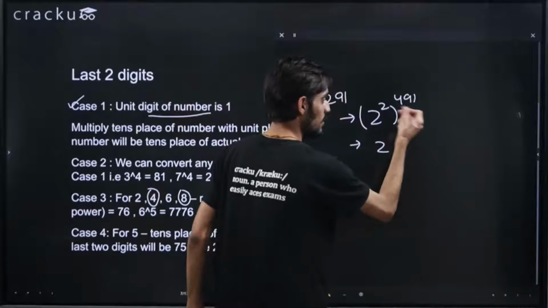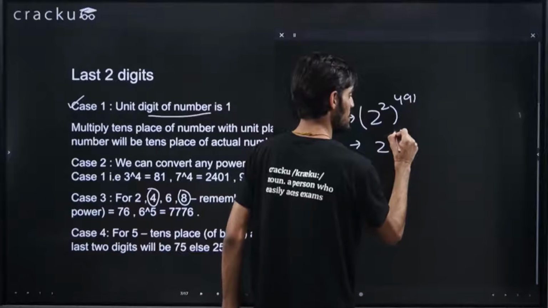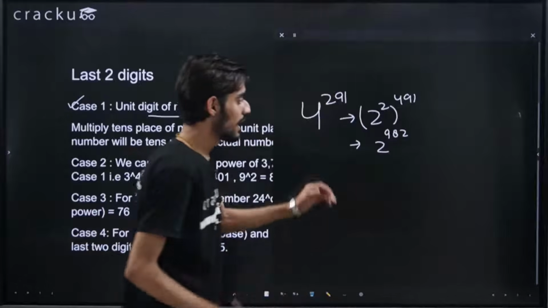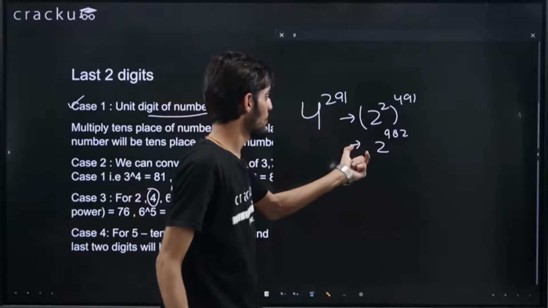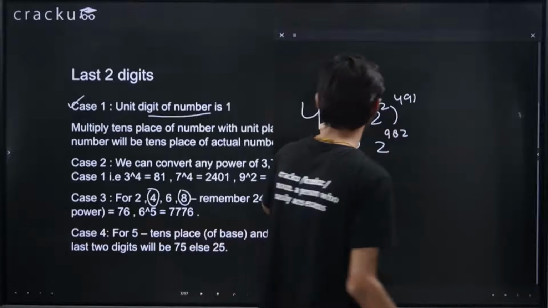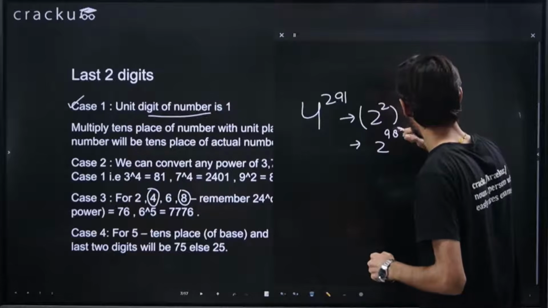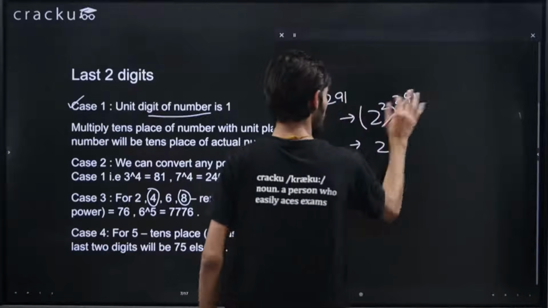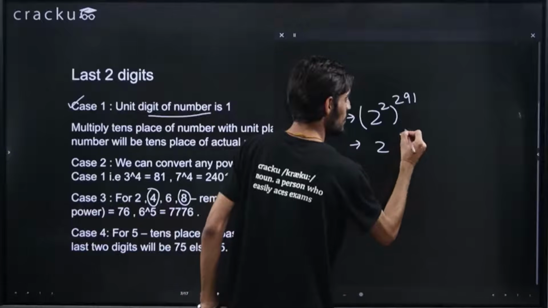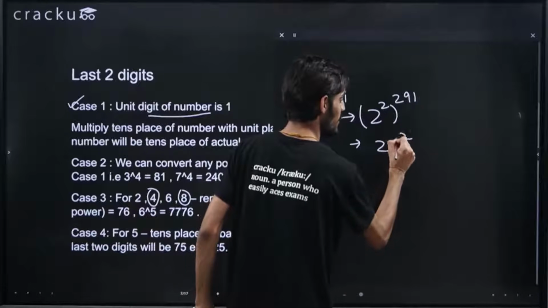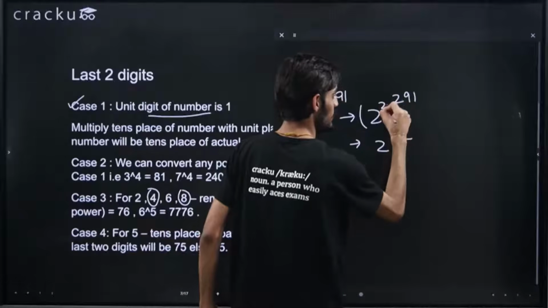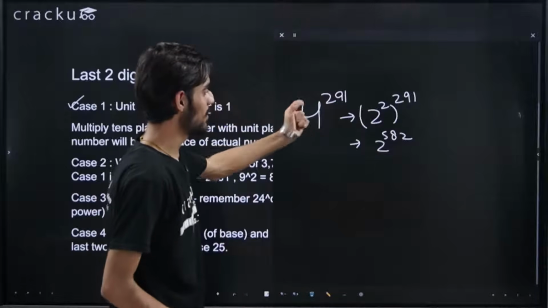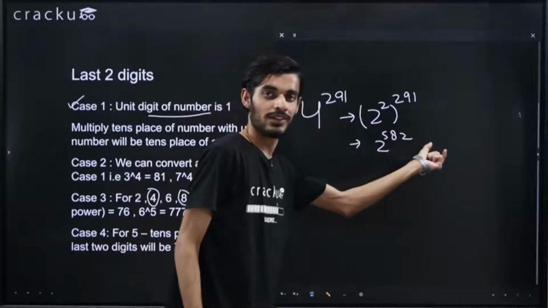So it is 2 into 1 is 2, 9 into 2 is 18, 1 carry. Okay, this was 291, but I made some silly mistakes. So 2 into 1 is 2, 9 into 2 is 18, 1 carry, and 2 into 2 is 4, plus 1 is 5. So I have now converted 4 raised to the power 291 into 2 raised to the power 582.